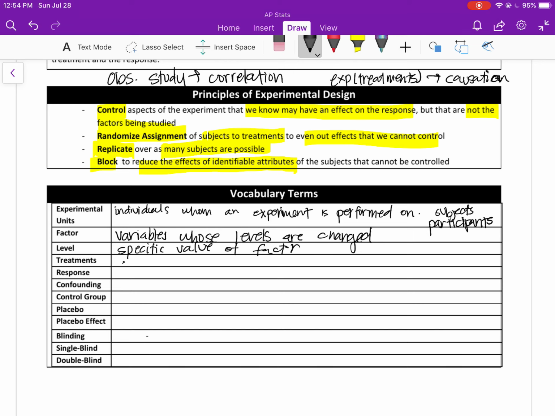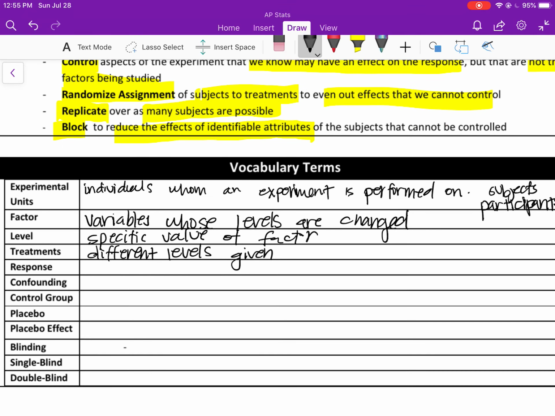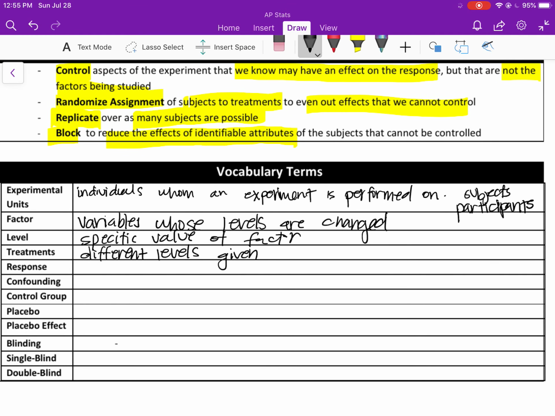Treatments are the different levels given. Response is basically the variable whose values are compared with one another. Basically, it's the results that we get.